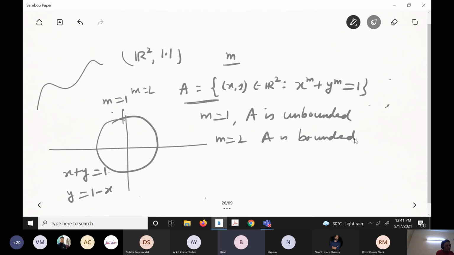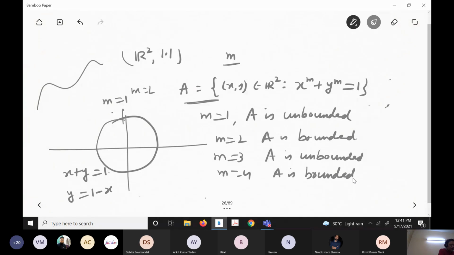Yes, sir. Do m equal to 3 also, see what will come for m equal to 3. A will be unbounded. But for m equal to 4, A is bounded. Okay. Now, how to prove it? You can prove that A is bounded if and only if m is even. That means, in other words, A is unbounded if and only if m is odd. Understood? Now the thing is, how to prove that?